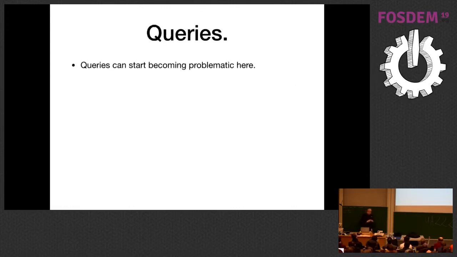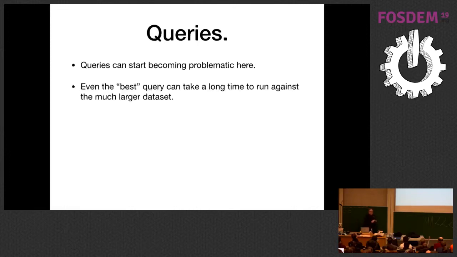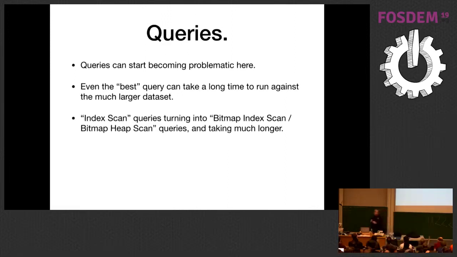Queries can start becoming really problematic on these. Even the best queries can take a long time to run against a much larger data set like these. And one big discontinuity is a query that used to be doing an index scan suddenly is doing a bitmap index scan, bitmap heap scan, and taking much, much longer. Because suddenly the number of rows that'll be coming back crosses a threshold, a mysterious interplanar threshold. And it thinks, well, this will be faster. And maybe it's right, but the overall query gets much slower.